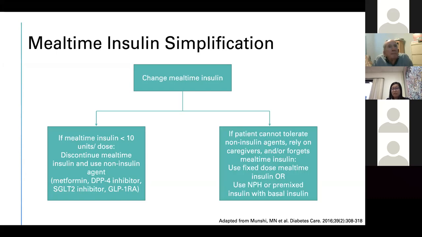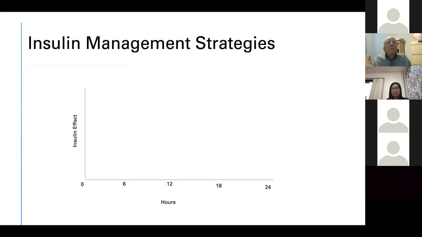But if the patient cannot tolerate non-insulin agents, they rely on caregivers, or they tend to forget their mealtime insulin, sometimes using a fixed dose mealtime insulin can be helpful to avoid any carbohydrate counting, or combining NPH or a premixed insulin with a basal insulin. And I'll go over that in the next couple of slides.